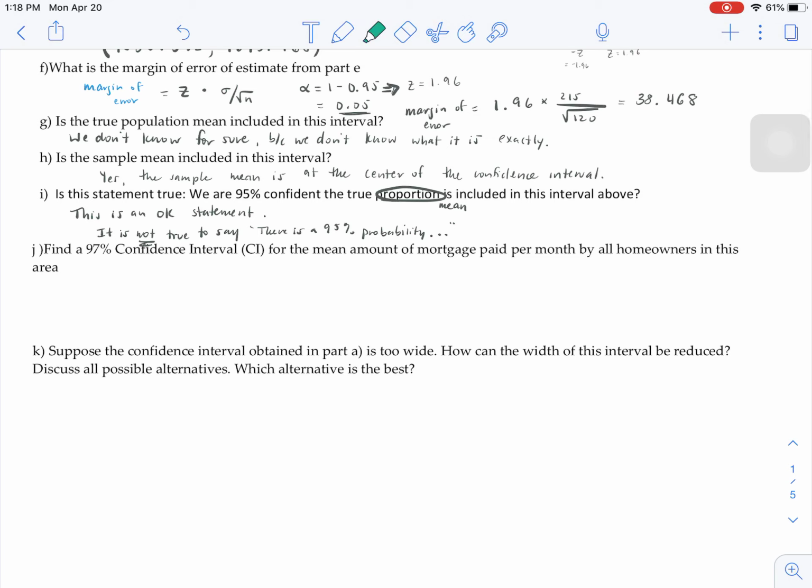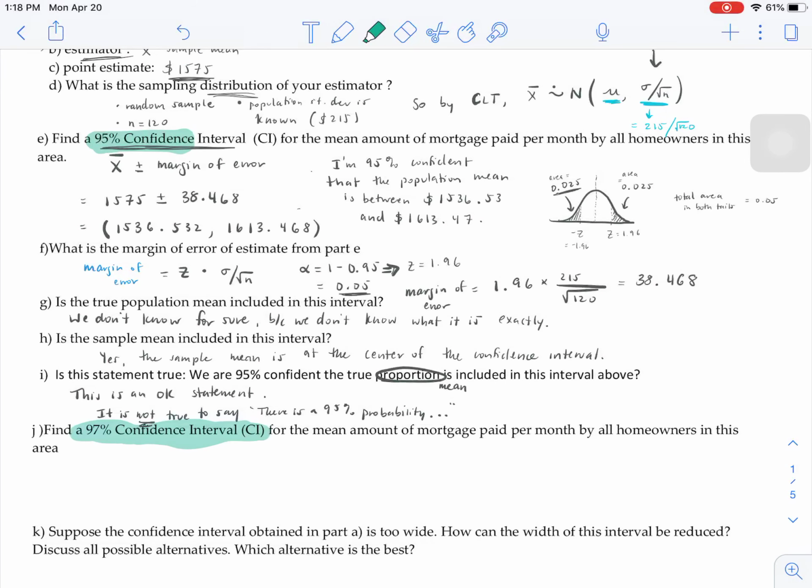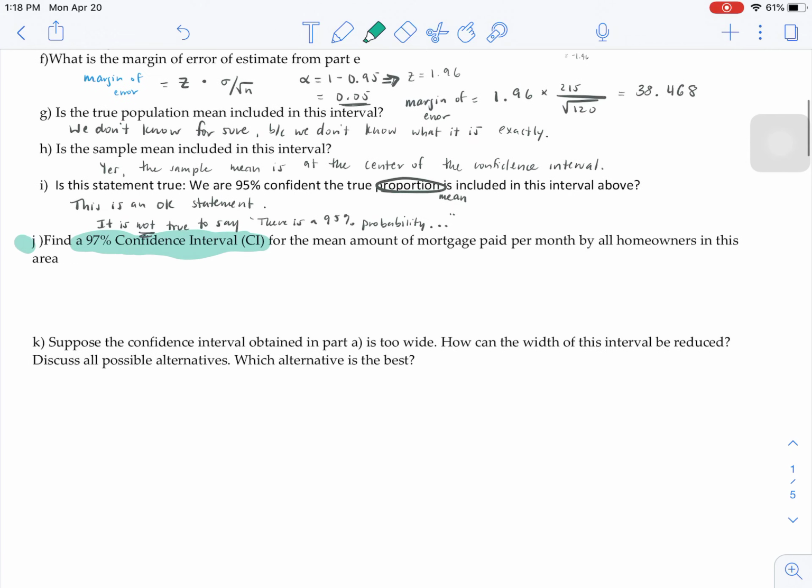All right, in part J, we want to find a 97% confidence interval for the population mean. So the difference between part E and part J is that in part E, we wanted to find a 95% confidence interval. In part J, we want to find a 97% confidence interval. So let's go ahead and do that. So first, remember that the confidence interval, I'll call it CI, is given by our sample mean plus or minus our margin of error.